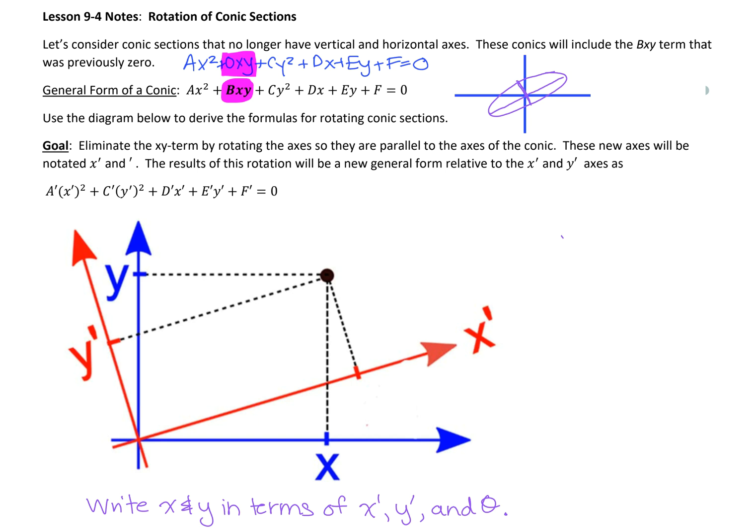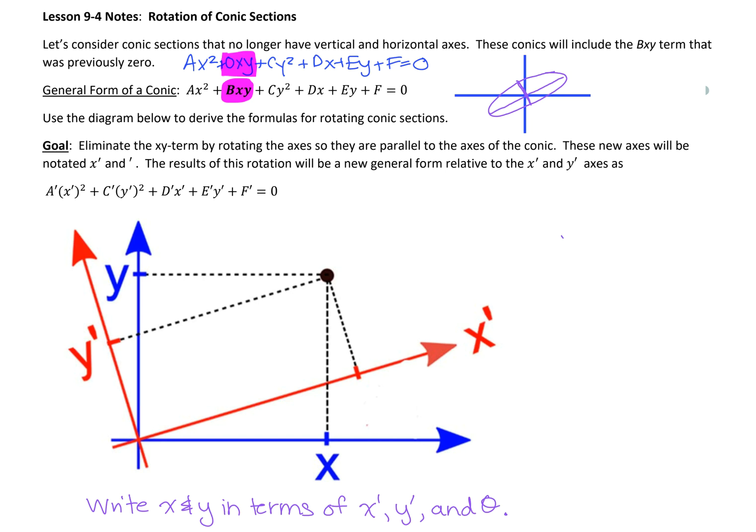So what I know right now for writing the equations and being able to graph these doesn't apply if the equation is rotated, because how do I put something that looks like this, ax squared plus bxy plus cy squared plus dx plus ey plus f, into the forms that we know by completing the square? This bxy term is going to make that very difficult.